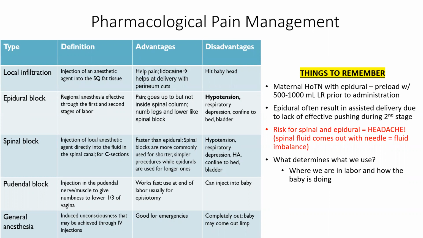Okay, things to remember: maternal hypotension usually occurs with an epidural. So we're going to preload them with a lot of lactated Ringer's prior to the administration. The epidural often results in an assisted delivery, and I'll talk about this in a second, with the effect it contributes to a lack of effective pushing, because they can't really know, it's all numb down there. They don't know when a contraction is really occurring.